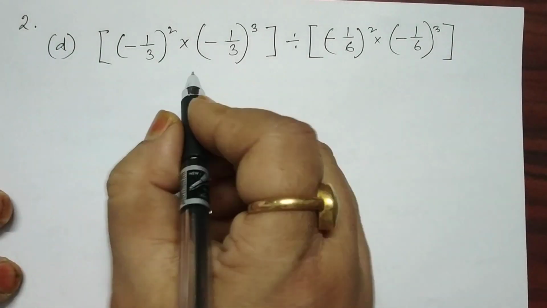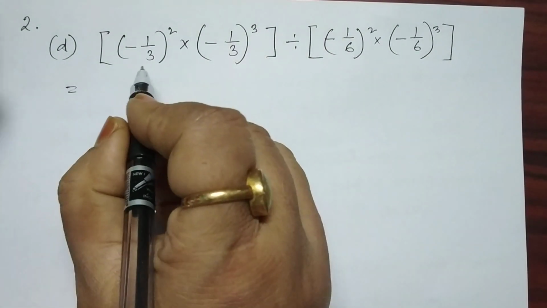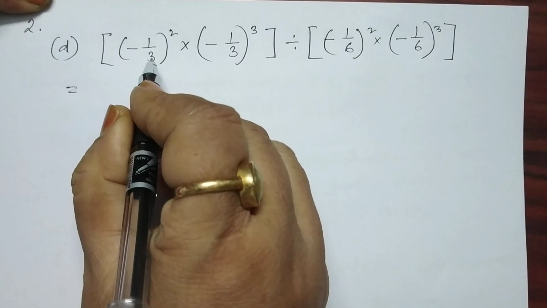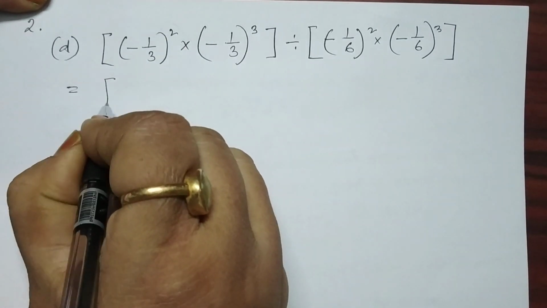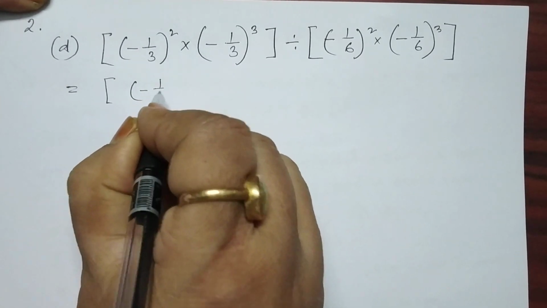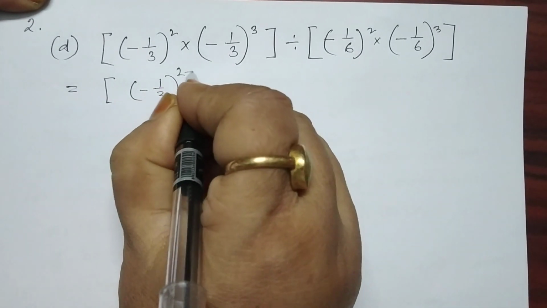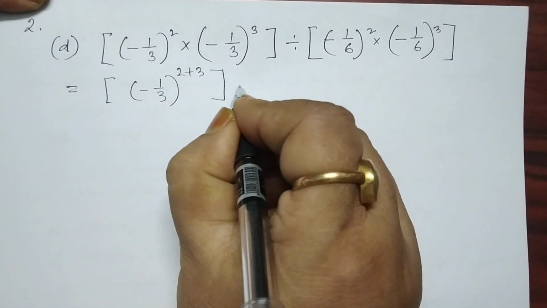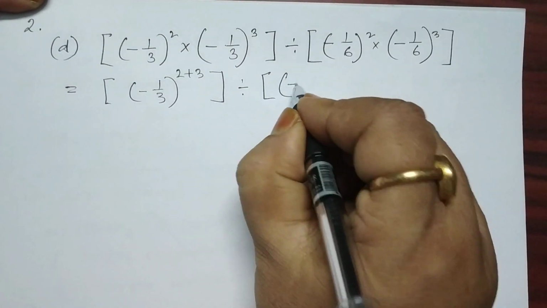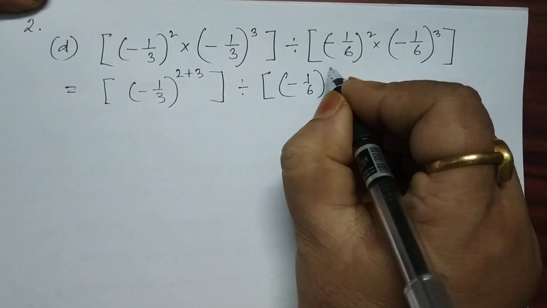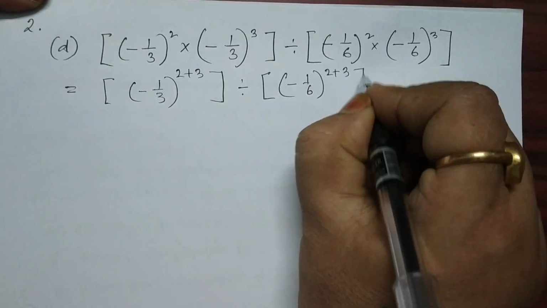Next one, D. Here the bases are the same and there is a multiplication sign. That's why this one will be (-1/3)^(2+3) divided by (-1/6)^(2+3).